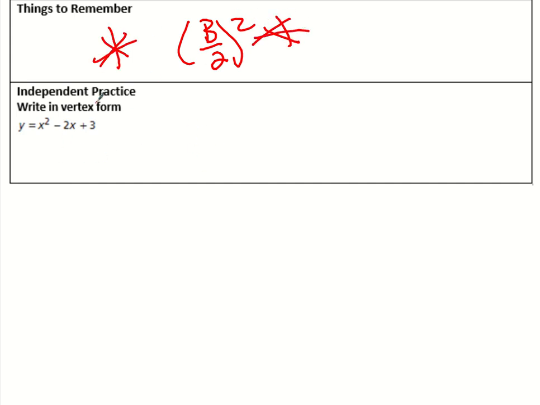I want you to write this in vertex form by completing the square. And that's your independent practice.